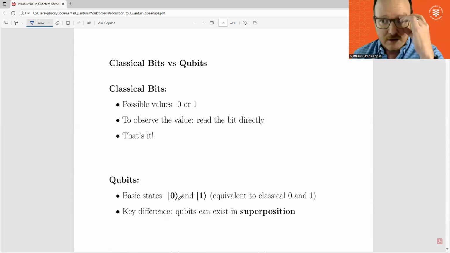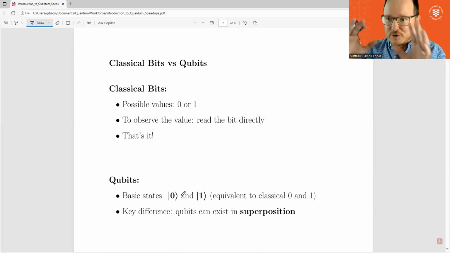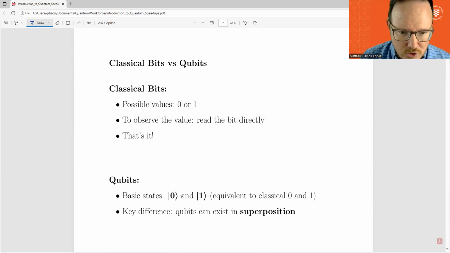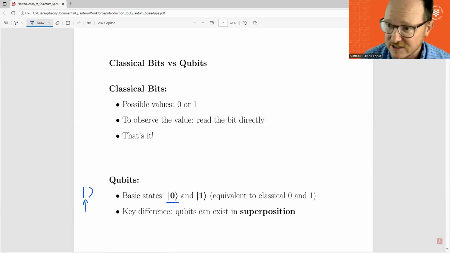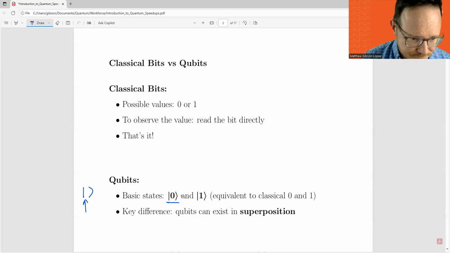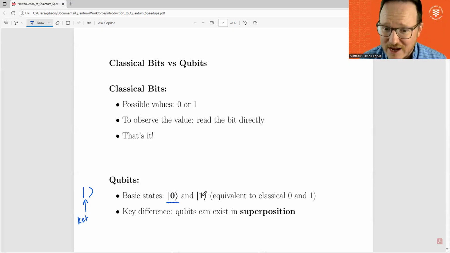Qubits also have a 0 state and a 1 state, but they don't necessarily have values the way we think of classical bits as having a value. We use this notation here. This symbol here is a ket. This is physics notation, Dirac notation. So I might call this ket 0 or ket 1.